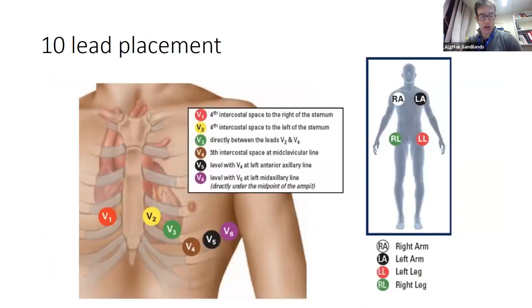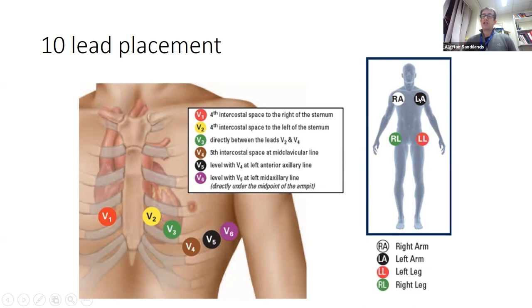The 6 chest leads go from V1 to V6, arching across from the right side in the 4th intercostal space, right round to the axilla, and we get 6 leads. If you want to do leads on the back of the chest, which are V7, V8, and V9, you can place further ECG stickers there, looking really for posterior problems. Posterior MI is a possibility. We'll talk about that at another time.